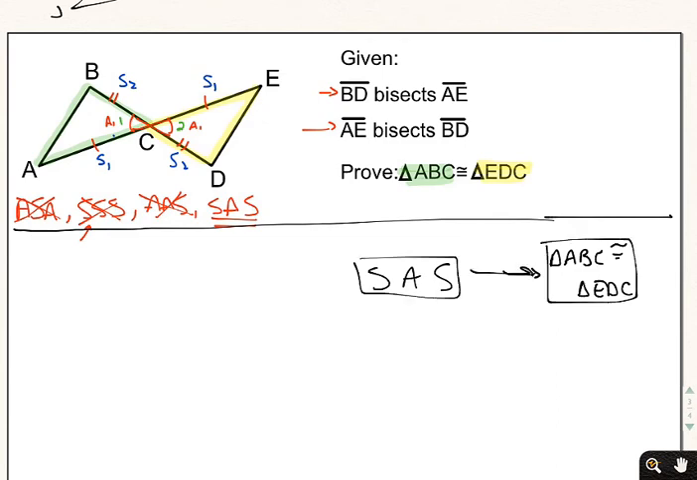Okay. So now I have to ask myself, what in the world can I do to prove side angle side? Well, I roughed it out actually in my picture. If I want to prove side 1, I can point out that AC is congruent to CE, and that's going to become because of some kind of bisection.